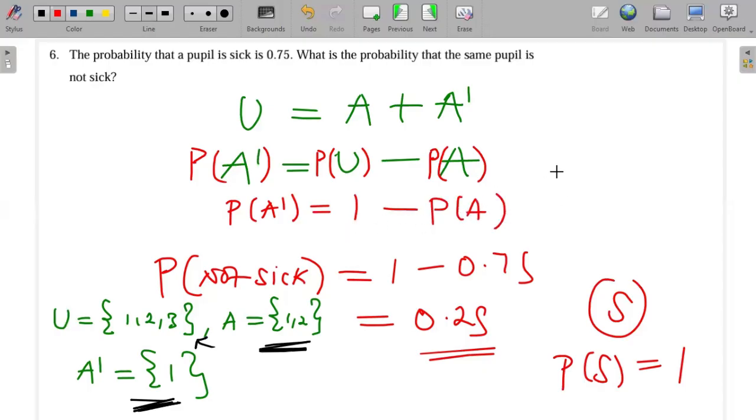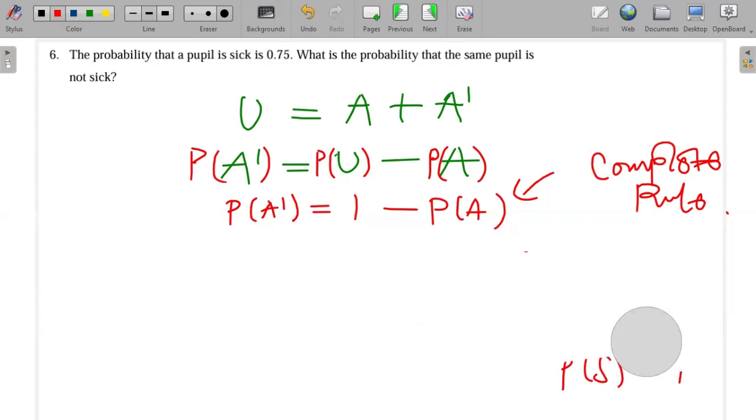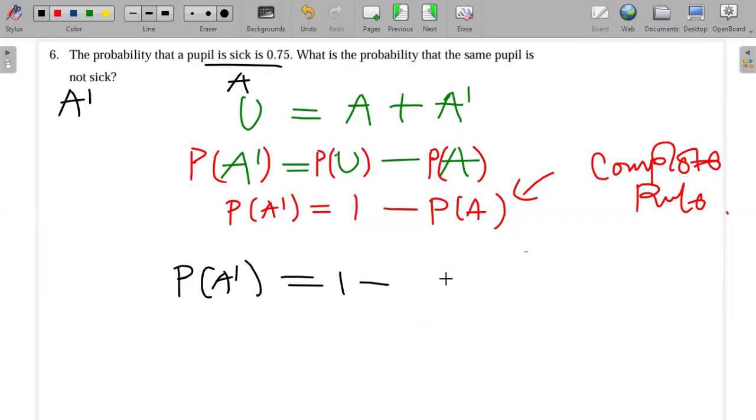A. So this here is what we call the complement formula, or the complement rule in probability. Most times, if you have such questions, just apply the complement rule, like this one. I'm just going to say the event that this guy is sick is A, meaning the event that he is not sick is A complement. So the probability of A complement will be 1 minus the probability that he is sick, which is A. So that is 0.75, and then you have your 0.25 as well, like that.